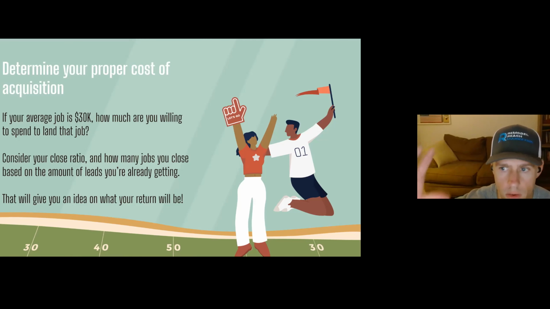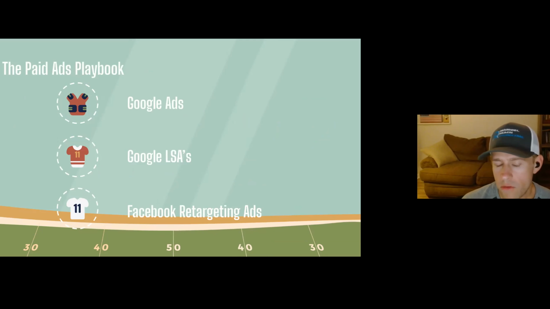Okay. And so, what is the actual playbook? What are the actual strategies here? It's very simple, very simple. Three online platforms. You're going to use Google Ads, you're going to use Google Local Service Ads, and you're going to use Facebook retargeting ads.